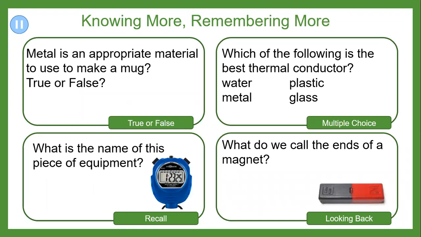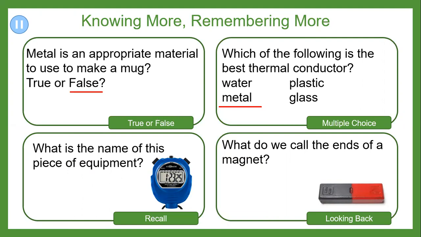Excellent. We're going to go through the answers. Number 1 was, metal is an appropriate material to use to make a mug. Is this true or false? And it is false. It would not be an appropriate material. Number 2, which of the following is the best thermal conductor? Is it water, plastic, metal, or glass? And the answer is metal.